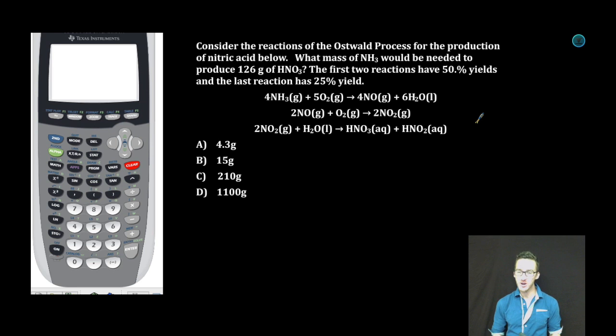Who's ready for some serious stoichiometry? Don't all raise your hand at once.